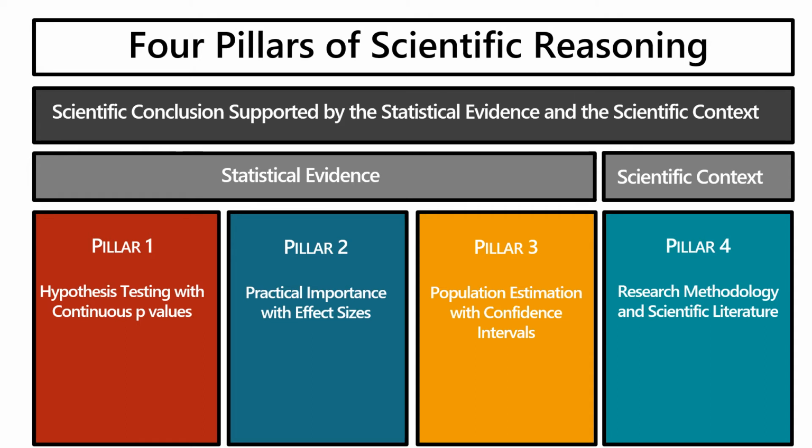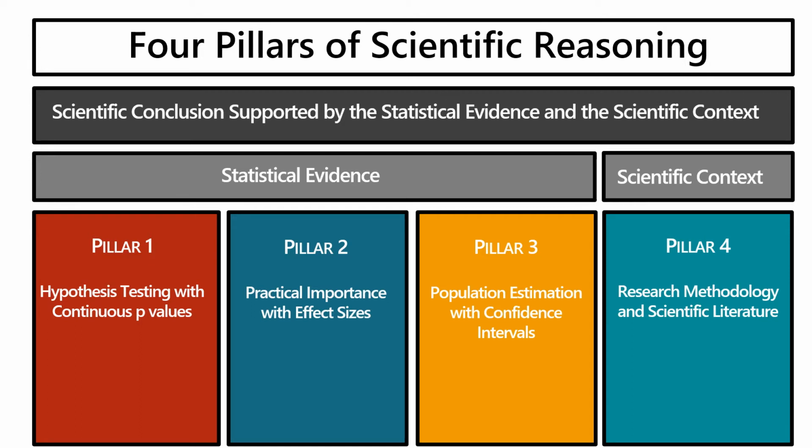So we're going to look at 3 different kinds of statistical evidence. We're going to look at hypothesis testing with continuous p-values. Our second pillar we're going to look at is practical importance with effect sizes. And our third pillar is population estimation with confidence intervals. So those form the basis of the statistical evidence for any given claim.